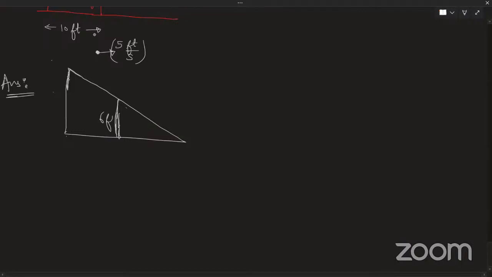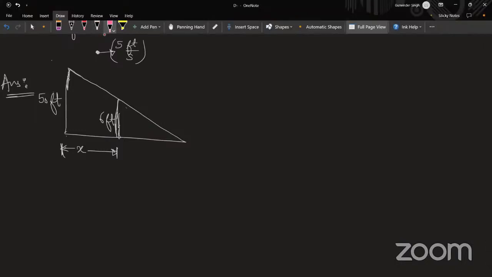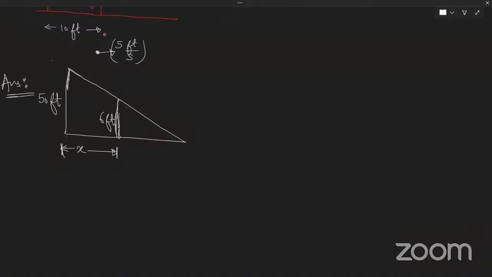So this person is given to me 6 feet. This lamp is 50 feet. And what I'll do is I'll just assume any value x, that the person is standing at any random distance x. Can you tell me what will be the height of his shadow? Can we calculate the height of his shadow in terms of y? Is that possible?